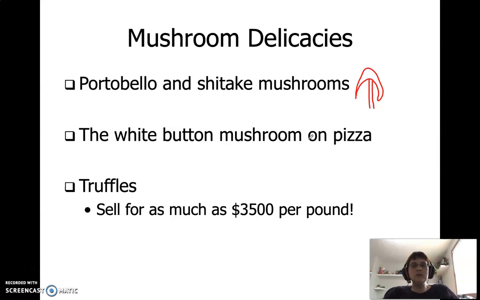White button mushrooms, we saw those in another picture. These are the ones that commonly show up in your pizza or in canned mushrooms. These guys are fairly common nowadays because we can actually grow them in factories or farm type situations. Truffles, on the other hand, can sell for as much as $3,500 per pound, and I've actually seen them a little higher than that.